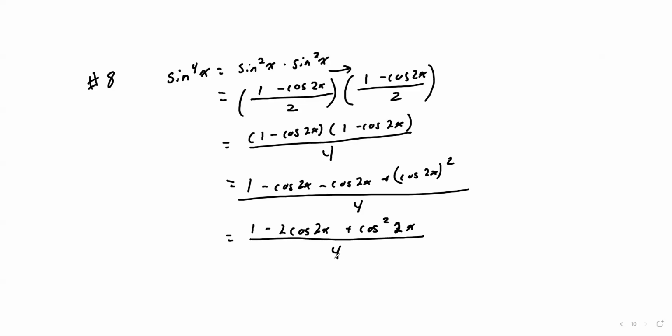And what they did here is then they turned this right here. They factored out this 1/4, which I do like that idea. And they said 1 minus 2 cosine 2x. And this cosine squared 2x, you can still use the double angle, but when you square it, it becomes 1 plus cosine 4x divided by 2.